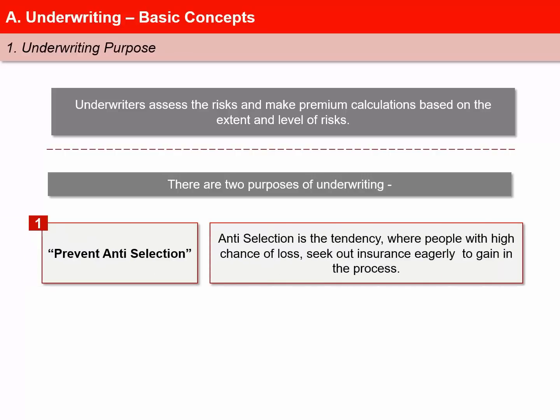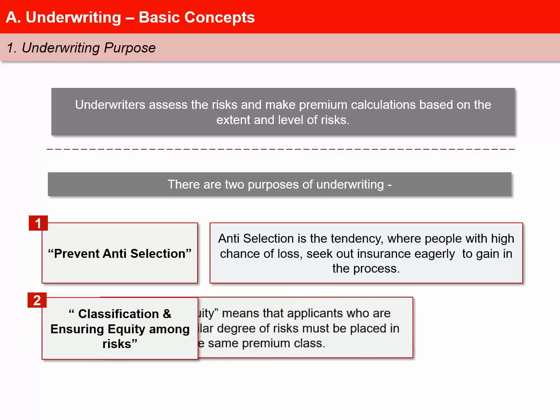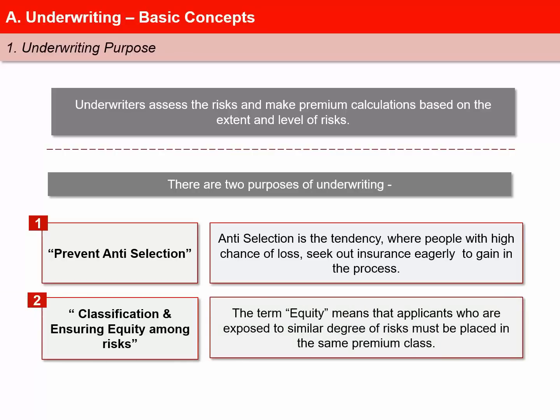Anti-selection is the tendency of people to seek out insurance eagerly to gain in the process because they suspect that their chance of experiencing a loss is high. And second is to classify risks and ensure equity among risks. The term equity means that applicants who are exposed to similar degree of risks must be placed in the same premium class. Life insurers use a mortality table to determine the premiums to be charged.